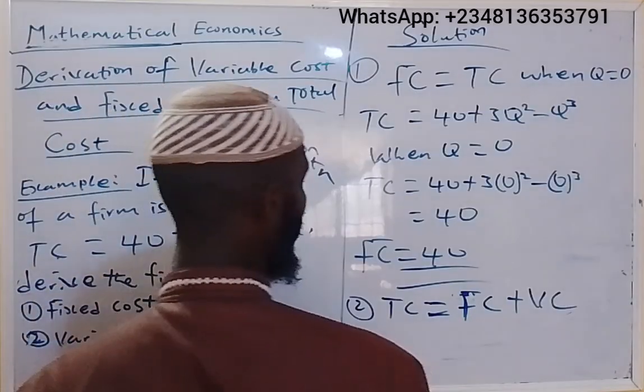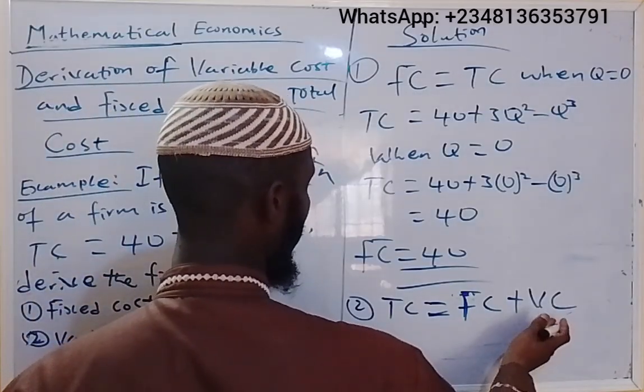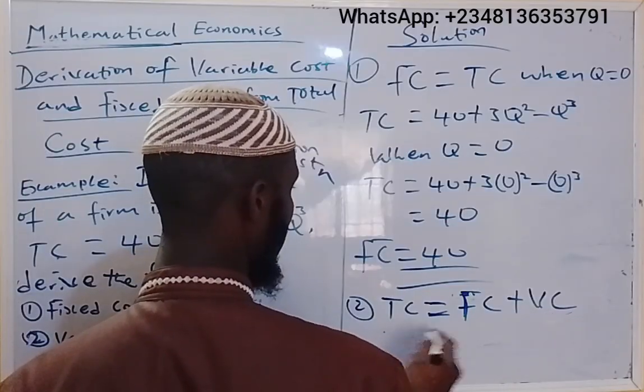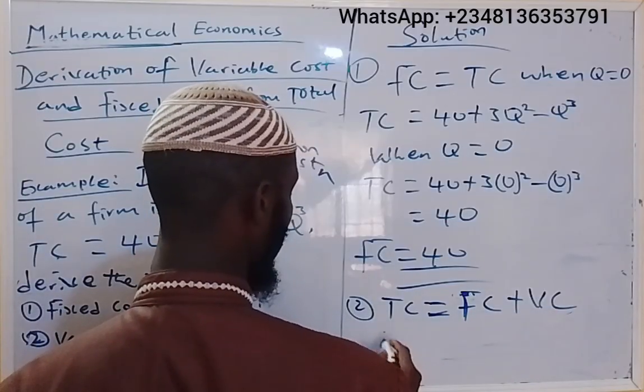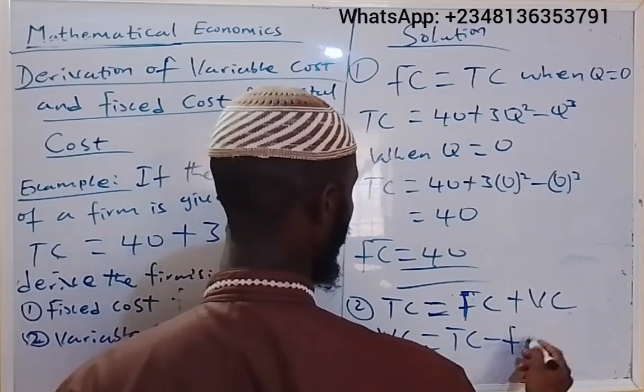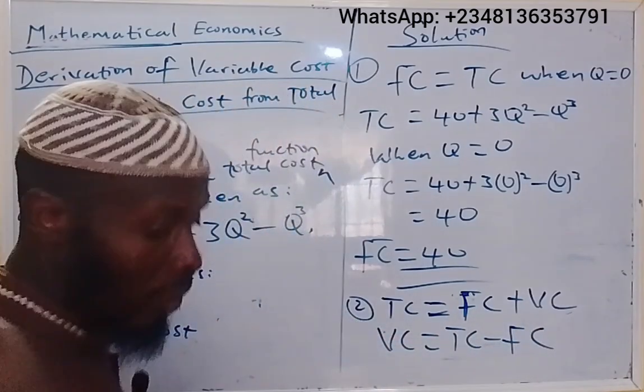So we already know our fixed cost and we are looking for variable cost. So we can make variable cost the subject of the formula here. So we have VC equals TC minus FC.